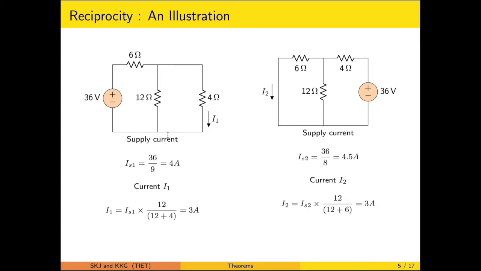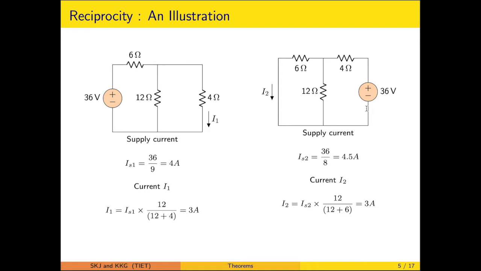defined after evaluating the equivalent resistance by this particular parallel arrangement. So 12 and 4 they are constituting the equivalent resistance of 3 ohms because they are in parallel. This 3 ohm is added with the 6 ohms, so that is constituting 9 ohms. So the current through supply will be 36 upon 9, that is 4 ampere. Correspondingly, these two branches are connected in parallel. So I1 will be decided by the division of currents. So that particular is coming out to be 3 ampere.